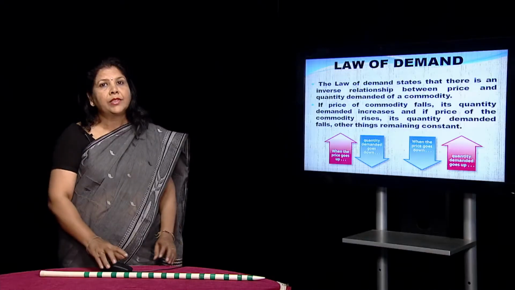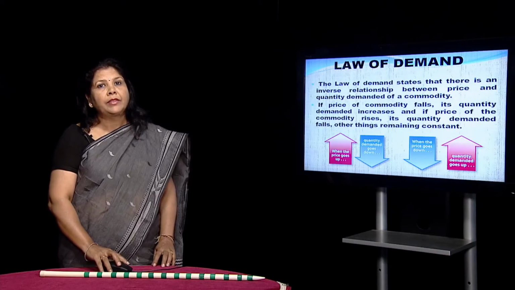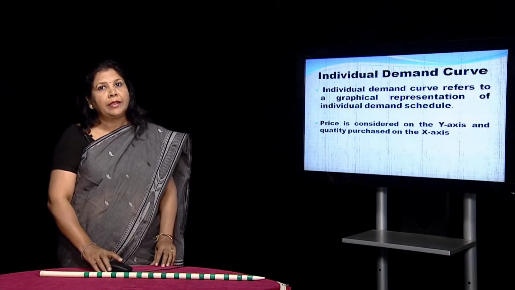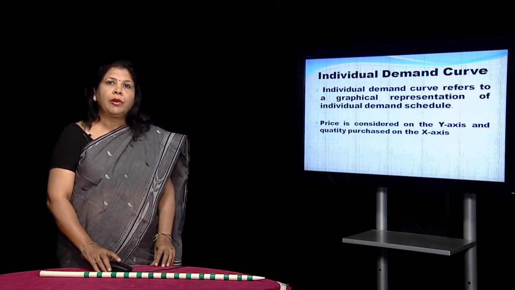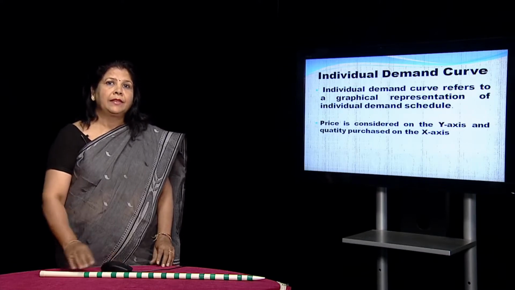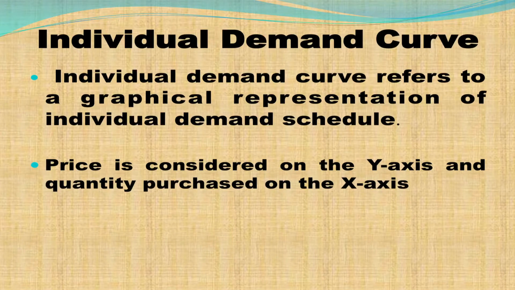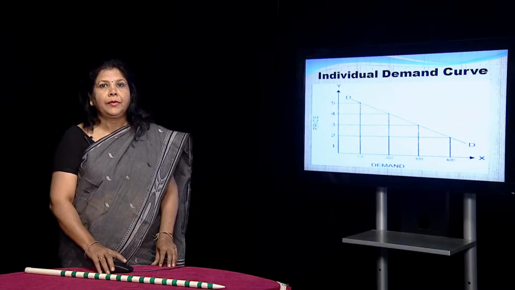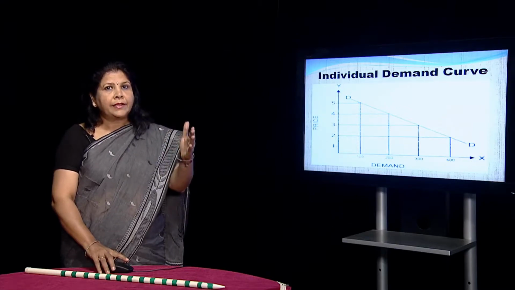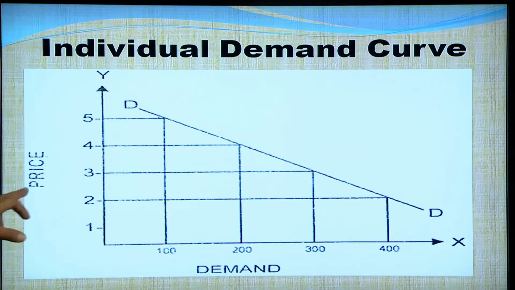When the price goes up, quantity demanded will go down, and when the price goes down, quantity demanded will go up. This is what we mean by inverse relationship, and this relationship can also be plotted as an individual demand curve. The price is considered on the y-axis and quantity demanded or purchased on the x-axis. As shown here, price is on the y-axis and quantity demanded on the x-axis.